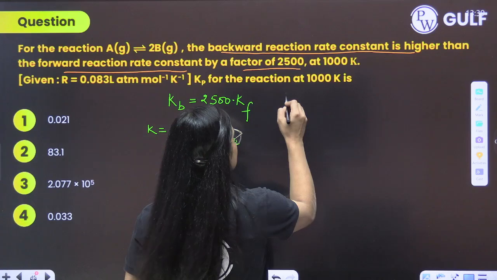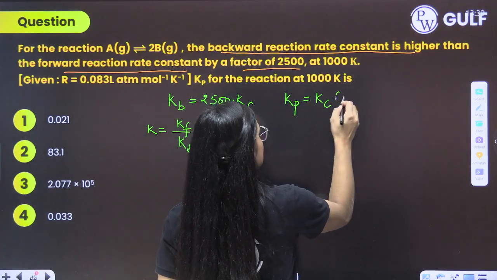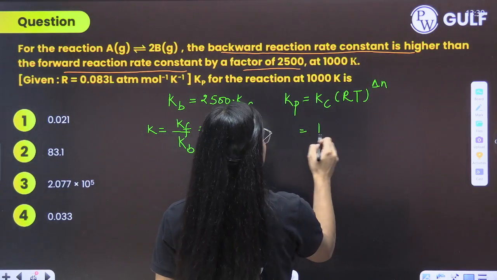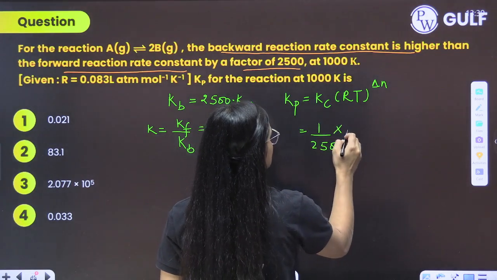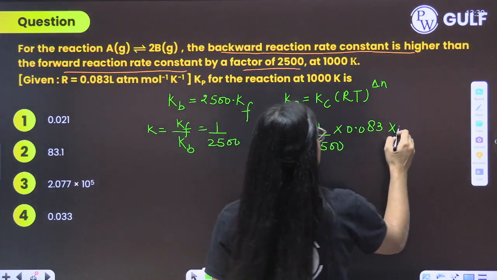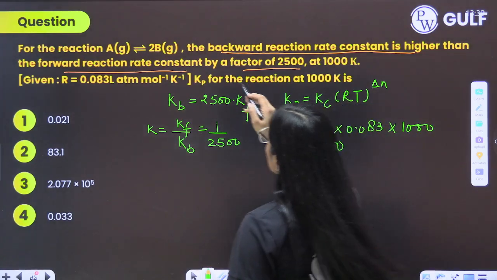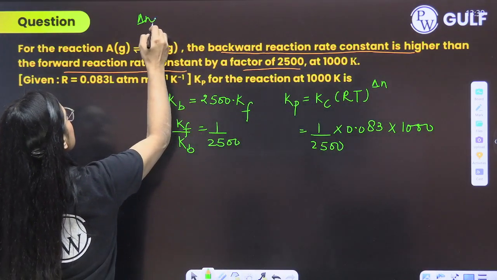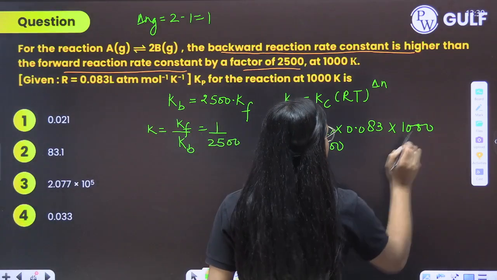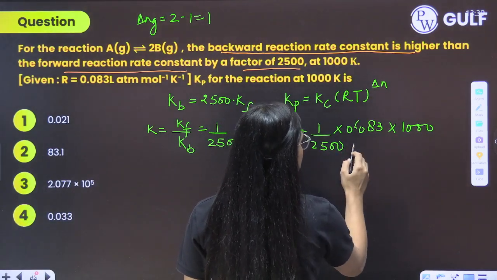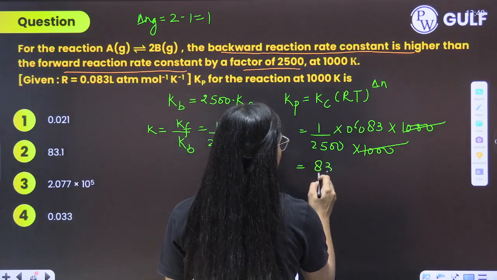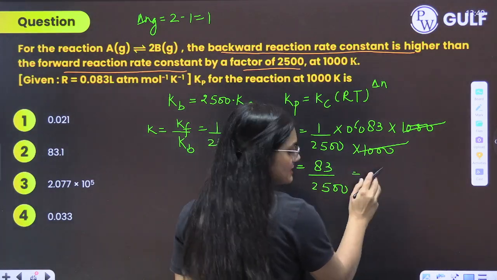Now you have to find out Kp. So Kp is equal to Kc (RT) to the power delta n. Kc value is 1 upon 2500. R value is 0.083. Temperature they have mentioned in the question as 1000. And what is the value of delta ng for this reaction, guys? Delta ng here is equal to gaseous products minus gaseous reactants, which is 1. Now this is 1000, this will cancel out. So 83 divided by 2500. Let's divide it and get the answer.